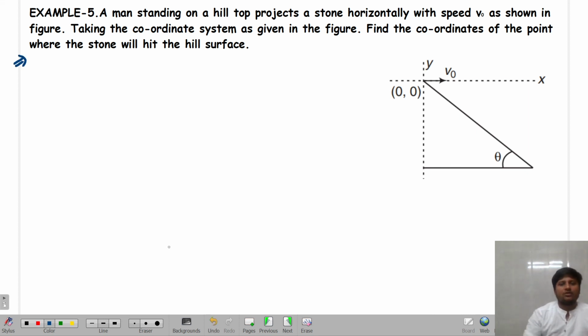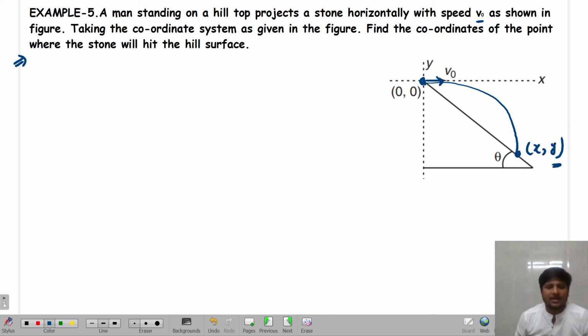Okay, so now look over here. There is one question. What is it saying? A man standing on a hilltop projects a stone horizontally with speed v naught. Means the man is throwing a ball with horizontal speed v naught as shown in the figure. Taking the coordinate system as given in the figure, find the coordinates of the point where the stone will hit the hill surface. This projectile is going to fall this way. You have to calculate the x comma y coordinate of the particle over here. Got it or not? Do it first. Try to do this.